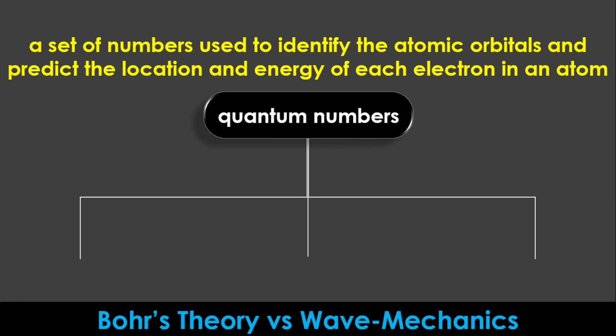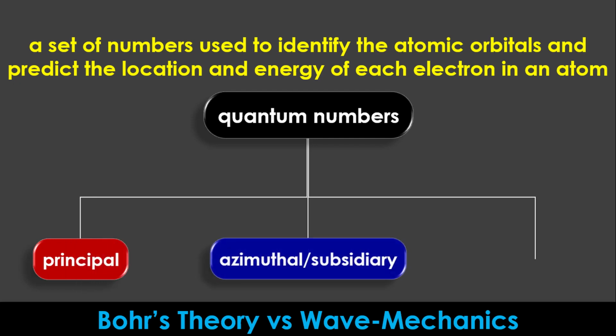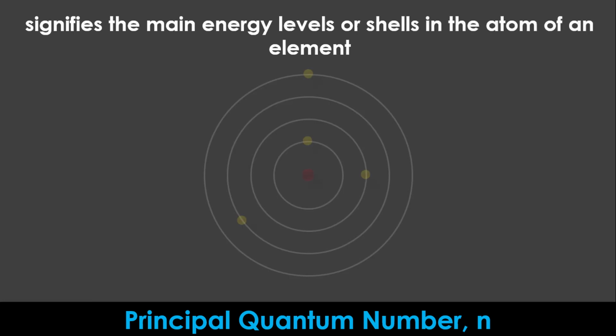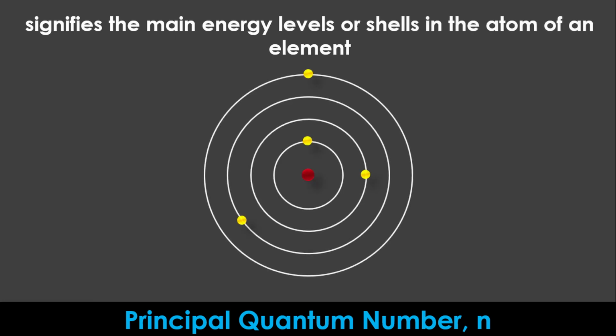The four quantum numbers are the principal quantum number, the azimuthal or subsidiary quantum number, the magnetic quantum number, and the spin quantum number. Let's now look at each of them in detail. The principal quantum number, represented by small letter n, signifies the main energy levels or shells in the atom of an element. It has integer values ranging from 1, 2, 3, 4 to infinity. These numbers are similar to the shell notations K, L, M, N, etc.